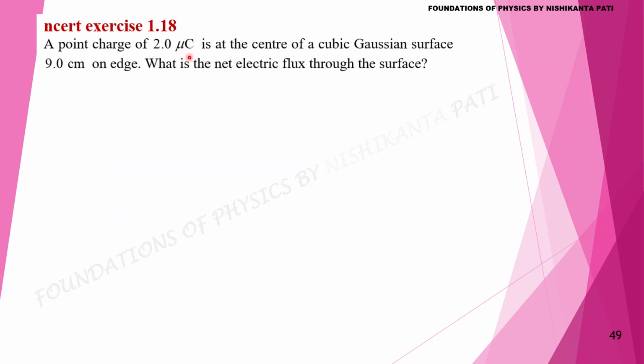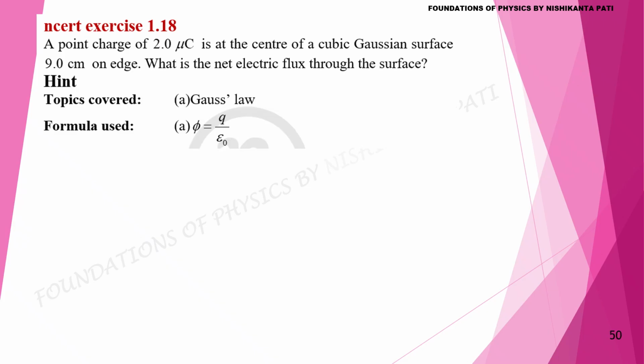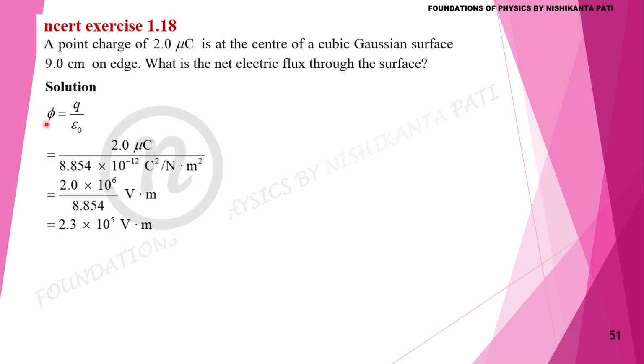A point charge of 20 microcoulomb is at the center of a cubic Gaussian surface, 9 cm on edge. What is the net flux through the surface? Gauss law says flux is enclosed charge by epsilon 0. Enclosed charge is given, epsilon 0 you know. The edge length of the cube is not needed. So the flux is Q by epsilon 0.